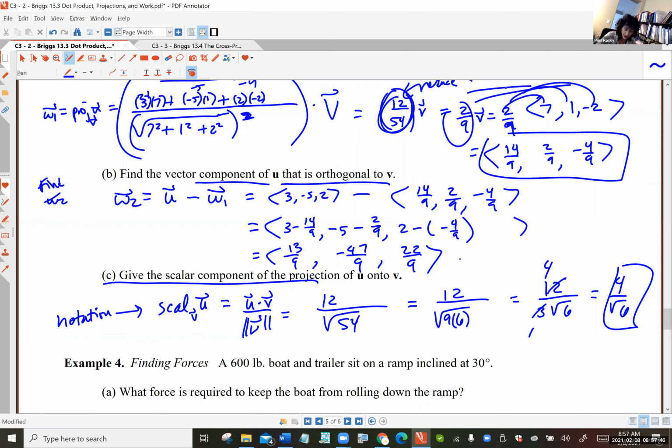Yay, success. Questions? Wait, why is the 6 in parentheses? I was just multiplying 9 times 6 here. Was that okay? 9 times 6. Oh, yeah, I see. 9 times 6 equals 54. Yay. Yeah, I see what you mean.